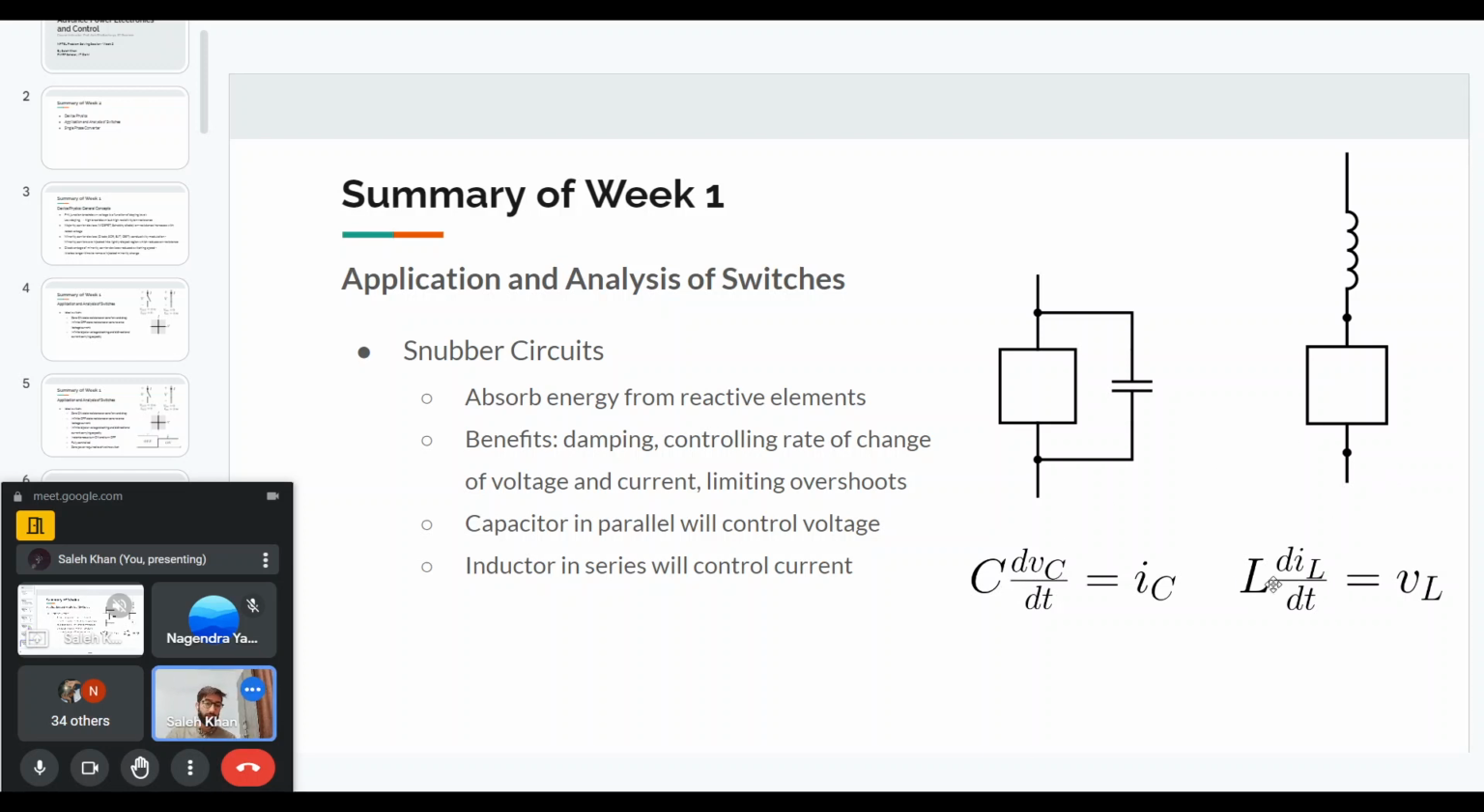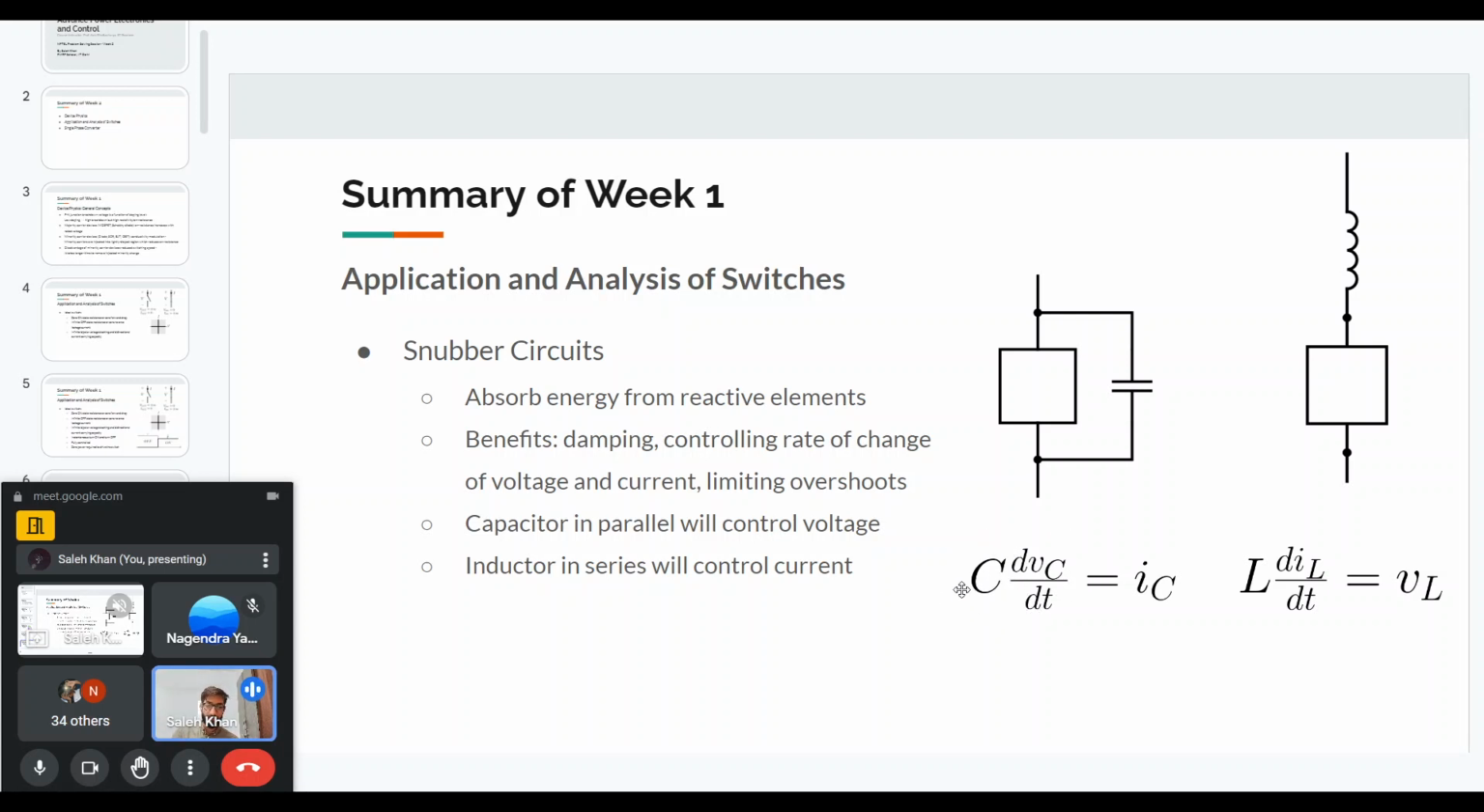Similarly, for an inductor, the current through the inductor cannot change suddenly, because again, the same situation will happen. If the current changes suddenly, then the derivative of that current will be infinite. That means the voltage across that inductor will be infinite, which is impossible. So practically, we cannot have infinite voltages or infinite currents. So that is why we cannot have sudden changes in the inductor current. And that is what we understand from these equations.